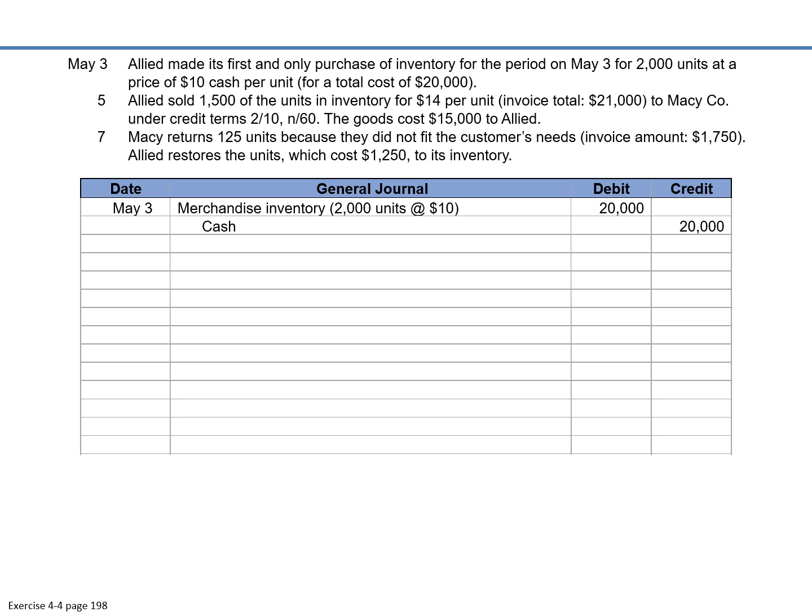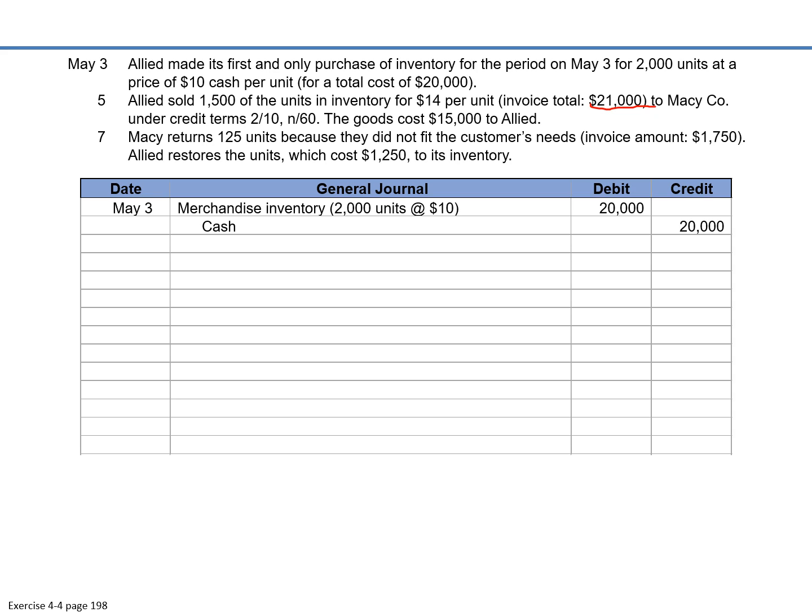Then on May 5th, they sold 1,500 units of inventory at $14 per unit. And we don't even have to do the math there either. They tell us the invoice total was $21,000 to Macy Company under credit terms 2/10, net 30, and the goods cost Allied $15,000. So here's where you gotta pay attention.